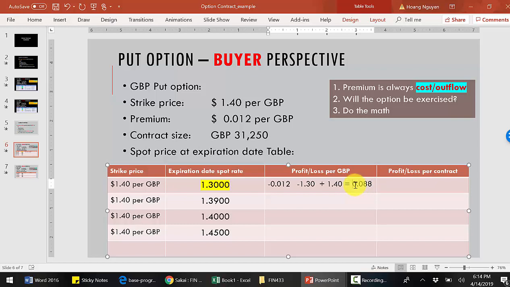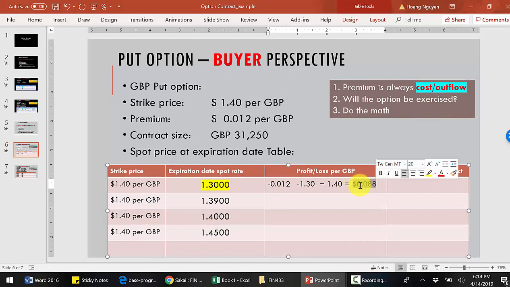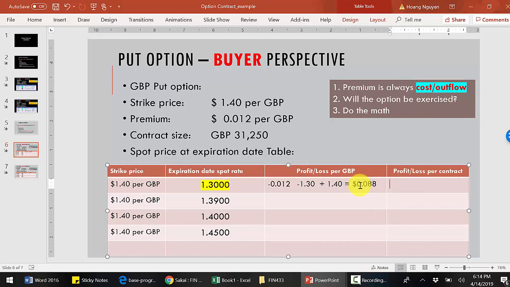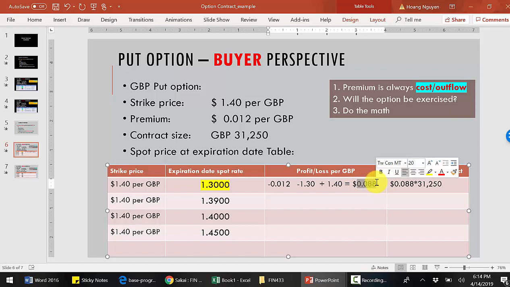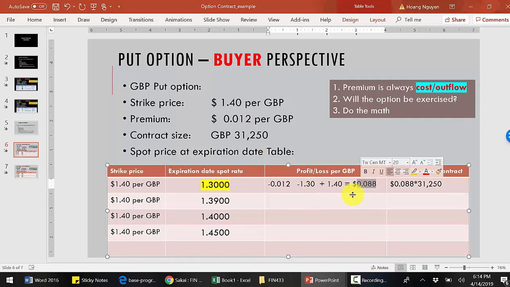8.8 cents, right? And yes, you can easily get the total profit or loss per contract by multiplying that amount with the size of the contract, 31,250. Now again, is that 8.8 cents small? Clearly no. Think about that. Your investment is about 1.2 cents, and your profit is 8.8 cents. So in terms of percent, it will be huge.